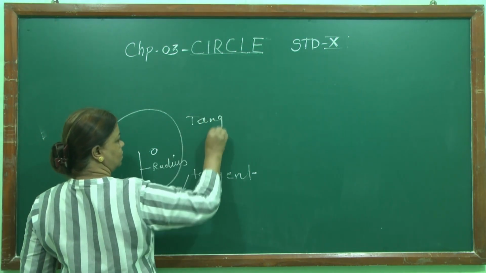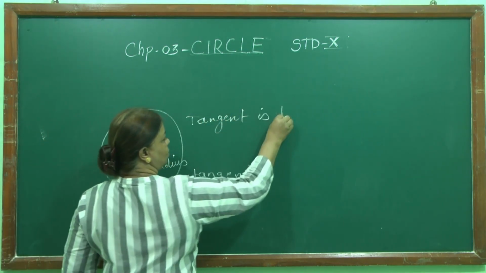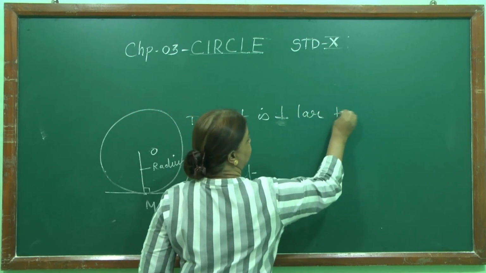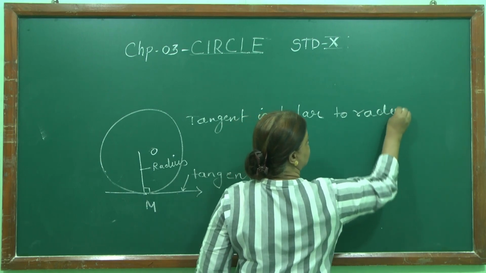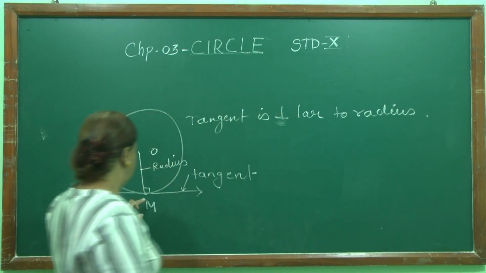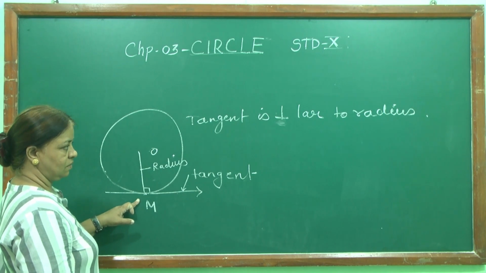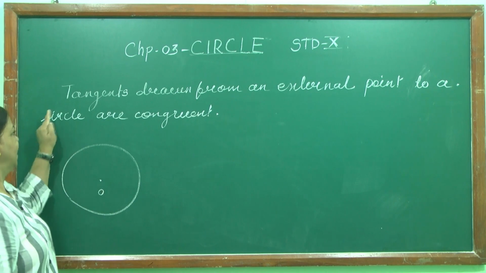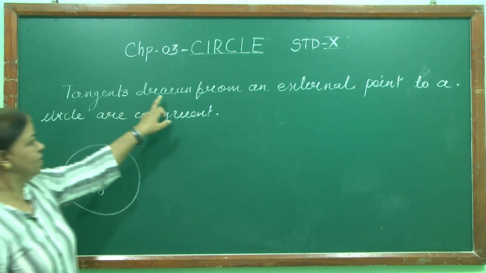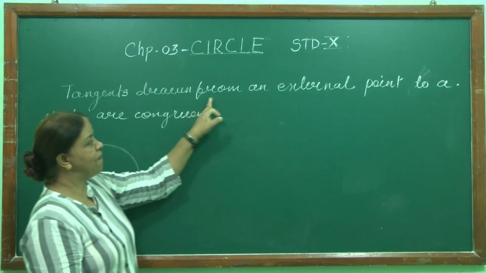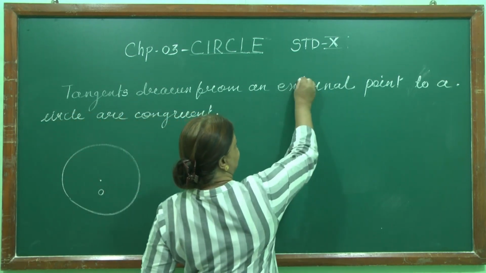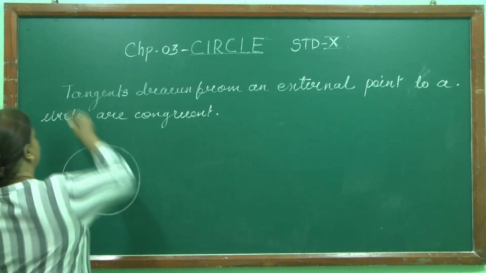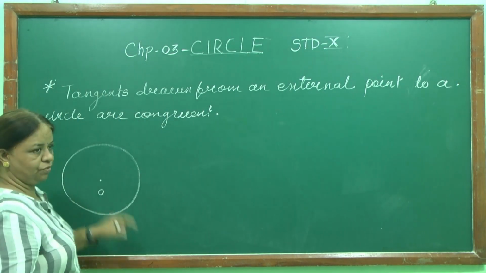Tangent is perpendicular, this is the sign of perpendicular, to radius. Now, if it is a tangent, it is going to be perpendicular to the radius. Tangents drawn from an external point to a circle are congruent. This is what we want to prove.